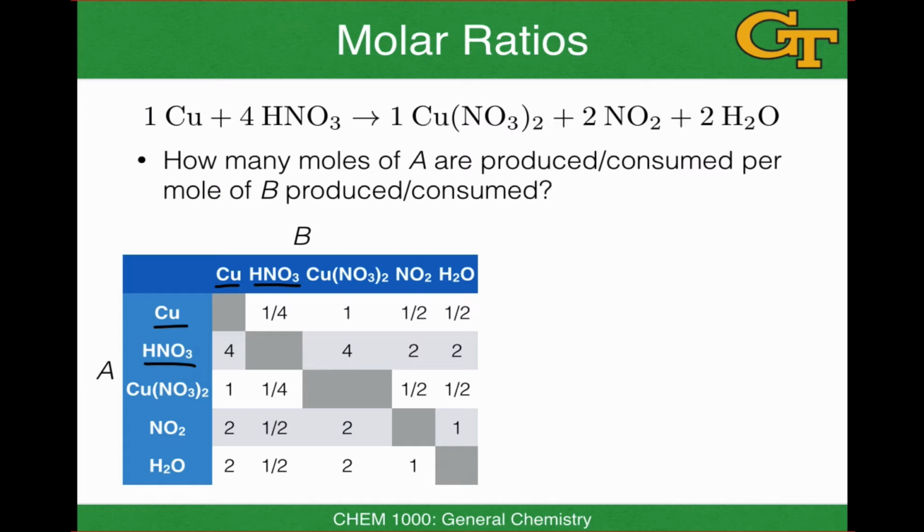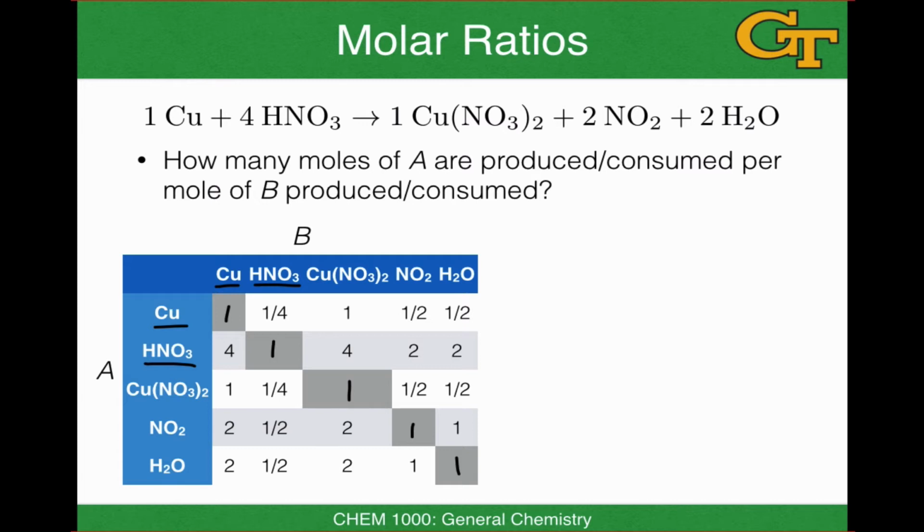Along the diagonal, we see the molar ratios of, for example, copper to copper and nitric acid to nitric acid, and of course all of these values are 1, and these aren't really very useful in the sense that we're not converting anything. That's just moles of a reagent to moles of the same reagent. But the off-diagonal ratios are extremely useful.